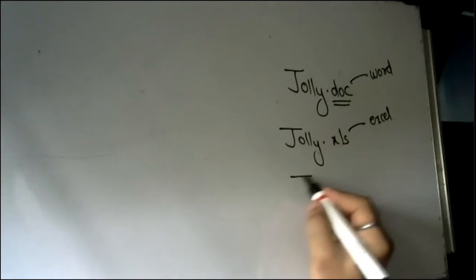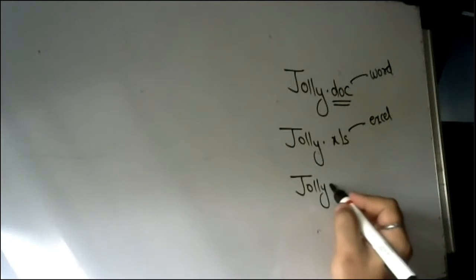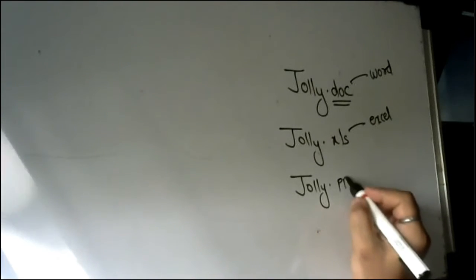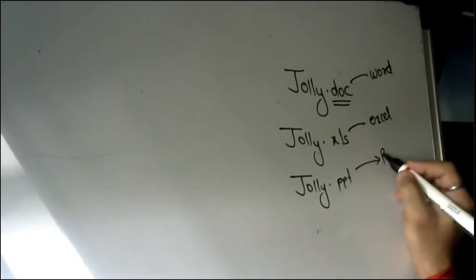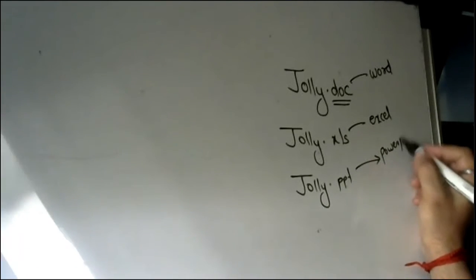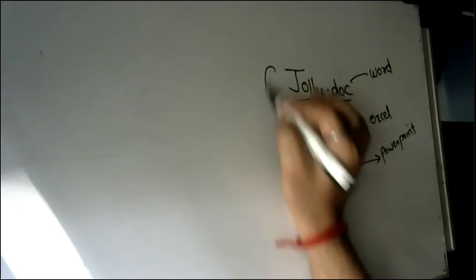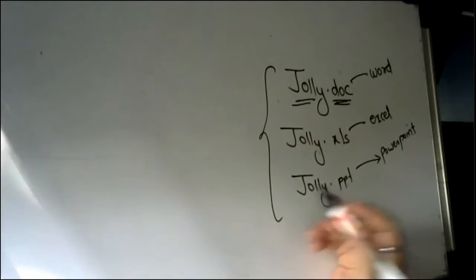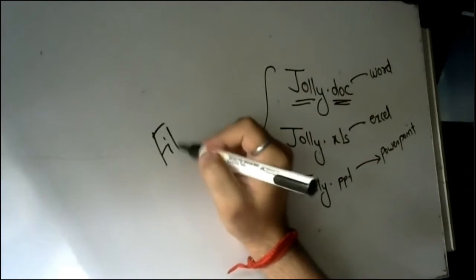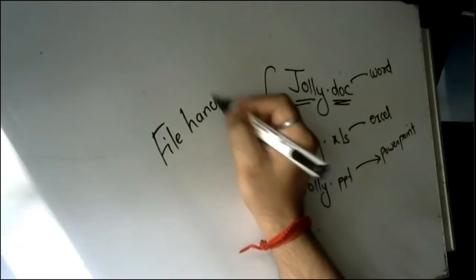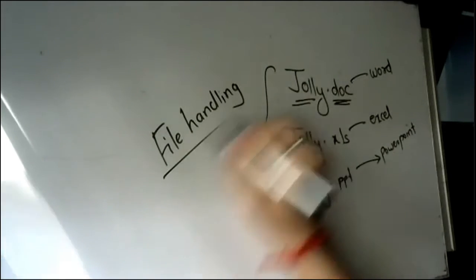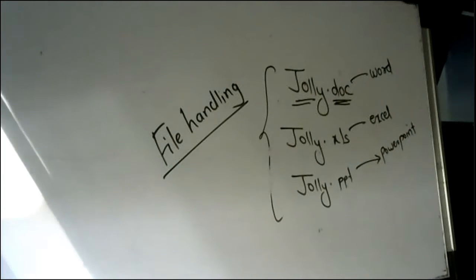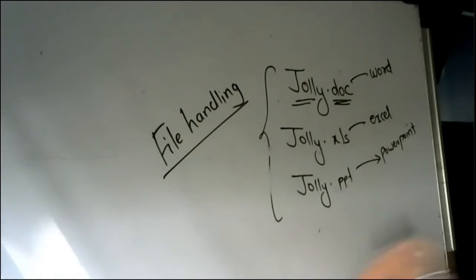If I write jolly.ppt, that means this is a PowerPoint file. Now, here this is a file name and these are the extensions. So we are going to see how to deal with file handling. In this file handling, the first thing which I'm going to teach you is how to create a file.